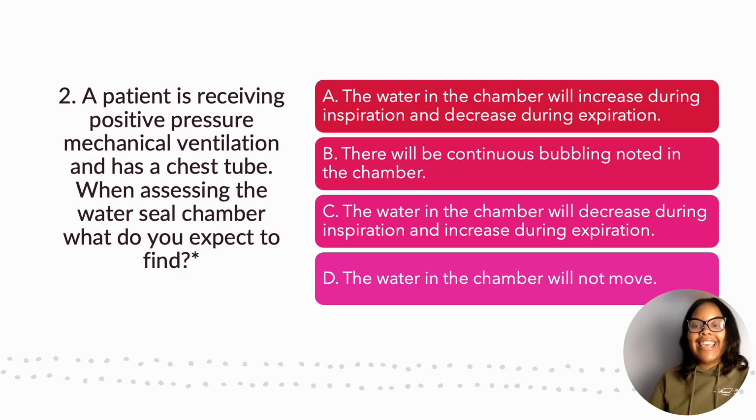So if you chose C, you are correct. One thing that I didn't mention, which I will mention now, is that if a patient is on mechanical ventilation, the rising and the falling is going to switch. So if a patient has a chest tube and they're just on room air or on a nasal cannula, that ball is still going to rise when they breathe in and fall when they breathe out, right? But if the patient is intubated, meaning they're on mechanical ventilation, the water in the water seal chamber will decrease when they breathe in and increase when they breathe out. So just remember, it's flipped if a patient is on mechanical ventilation.